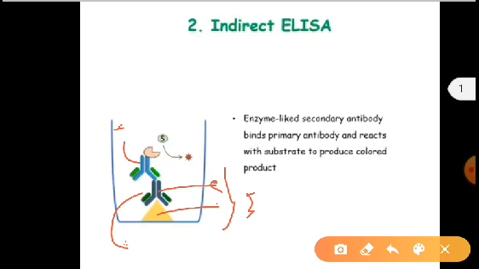After incubation then again wash is given to wipe out the excess antibodies. Then substrate is added. Substrate gets bound to the secondary antibodies and produces color. If the sample doesn't contain the antibodies, then color will not be produced.